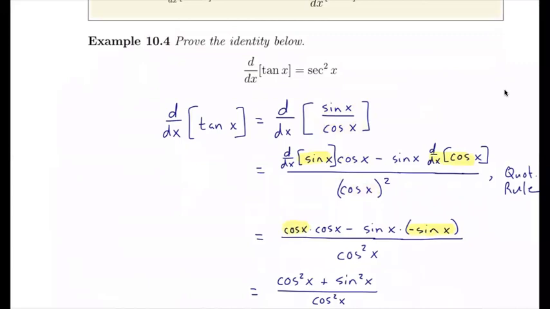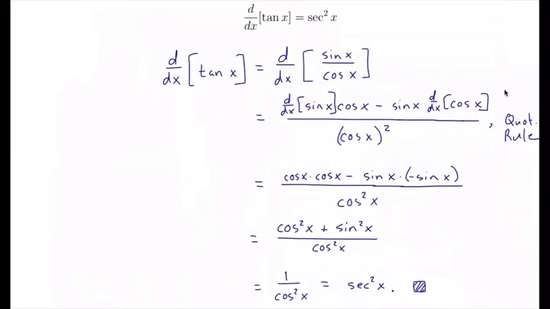So here we are. We have some simplification to do now. We have cosine x times cosine x is cosine squared x. We have negative sine x times a negative sine x. So that's positive sine squared x. And everything's still over cosine squared x in both cases. So cosine squared x plus sine squared x, there's one little trick going on here. That's the Pythagorean identity. That's equal to 1.